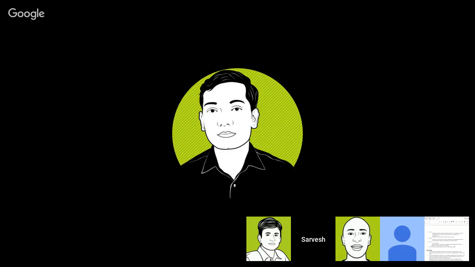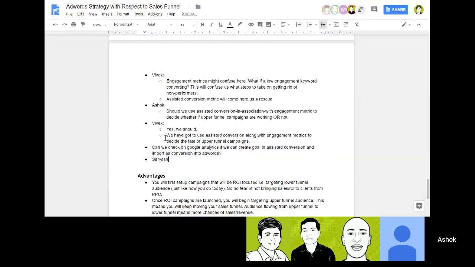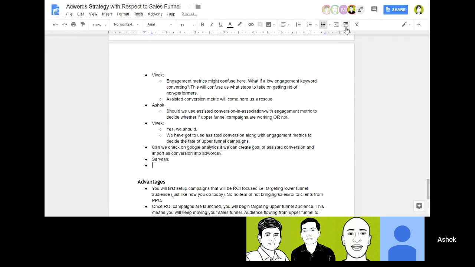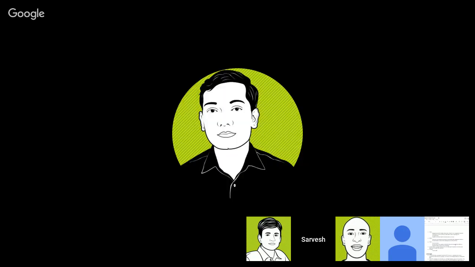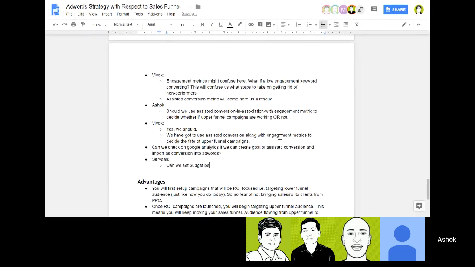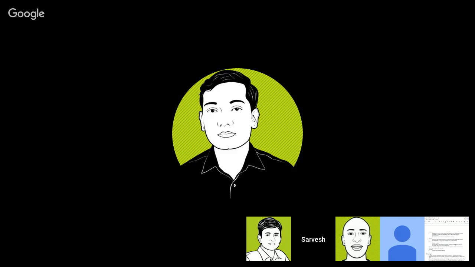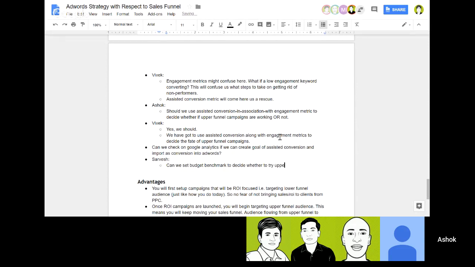You told us that if the client's budget is high, then we can go for upper funnel campaigns. So can we set a benchmark, like if the budget is $10,000 per month, we can get a green signal for upper funnel or something? Good point, Sarvesh. Yeah, a budget benchmark, you mean? Let me see. Budget benchmark. Check whether to try upper funnel.